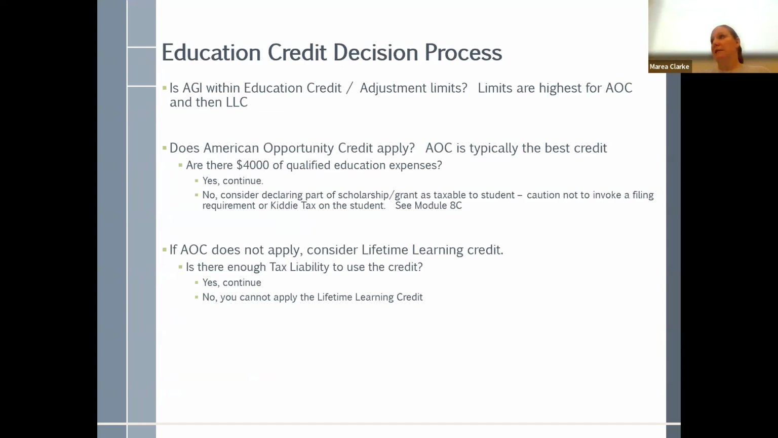This is one of the places where residents can choose, right? Which one should I take? Should I do the American Opportunity? Should I do the Lifetime Learning? Which one is better? Generally, if they are eligible, the American Opportunity is going to give them more money back. It's a higher credit on lesser amounts of expenses, and some of it is refundable. If it doesn't apply, then the Lifetime Learning Credit is probably the best option for them.